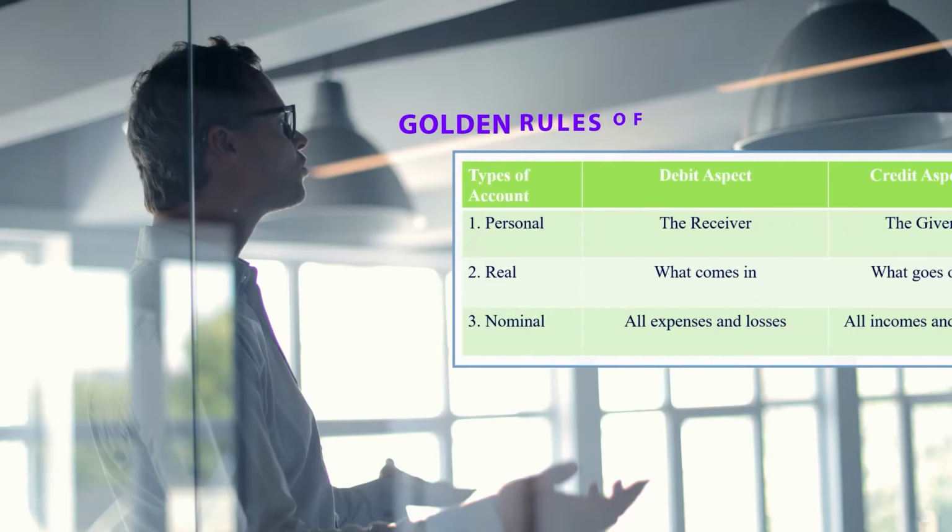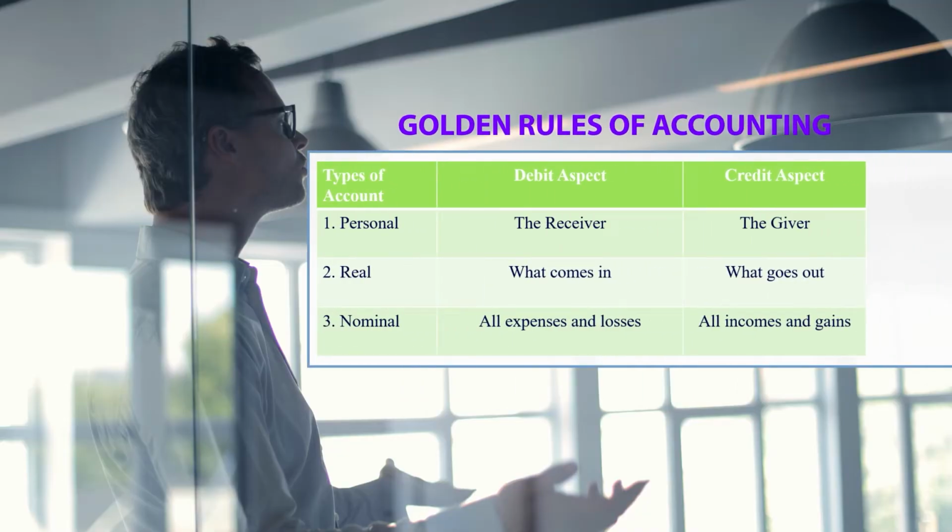Tally ERP 9 works on the golden rules of accounting. There are three types of accounts: personal, real and nominal. The rules followed by Tally ERP 9 are: for personal account, debit the receiver, credit the giver. For real account, debit what comes in, credit what goes out. For nominal account, debit all expenses and losses and credit all incomes and gains. All the entries are entered on the basis of these rules of accounting.